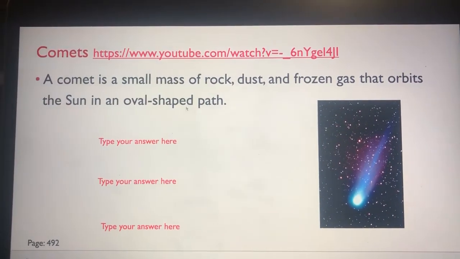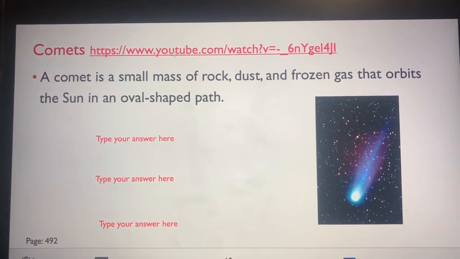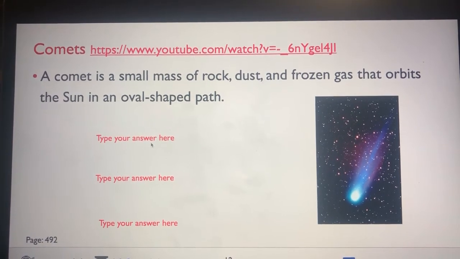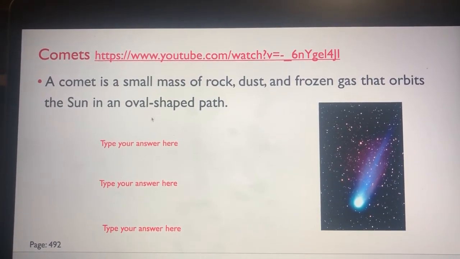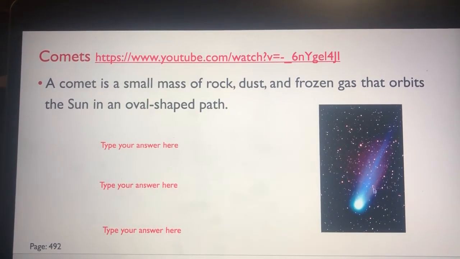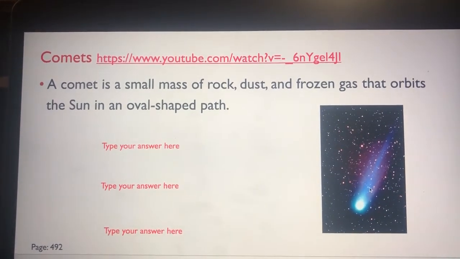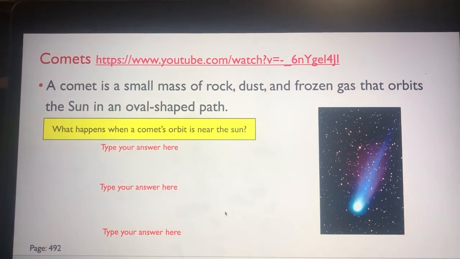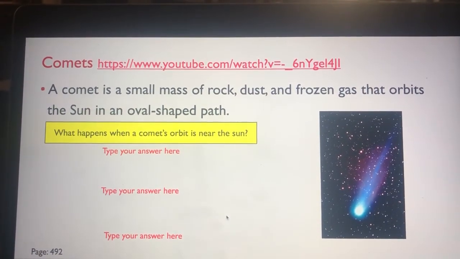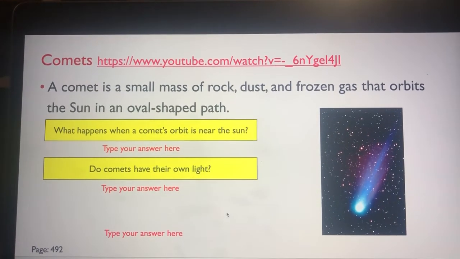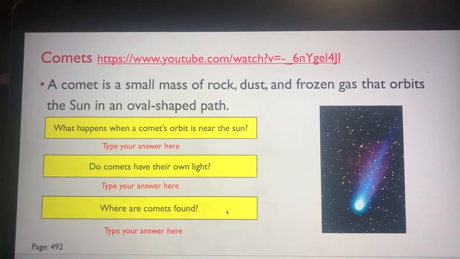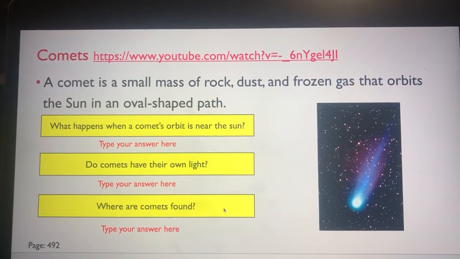Alright, comets. You can find a video right here that explains comets. A comet is a small mass of rock, dust, and frozen gas that orbits the sun in an oval shape. It looks something like this. Now, based on the information, what happens when a comet's orbit is near the sun? Do comets have their own light? And where are comets found? Please type your answers.